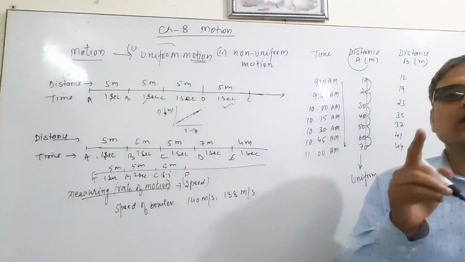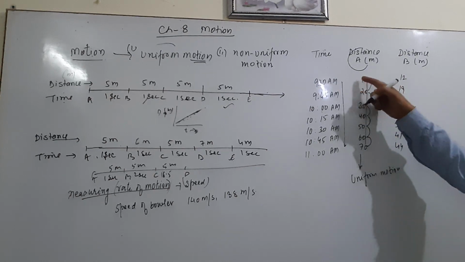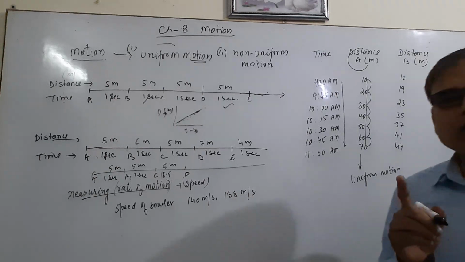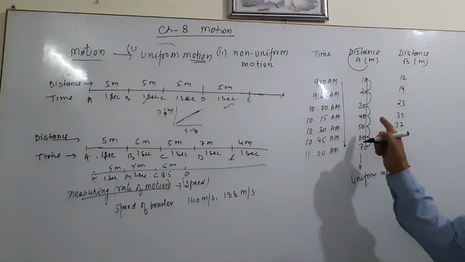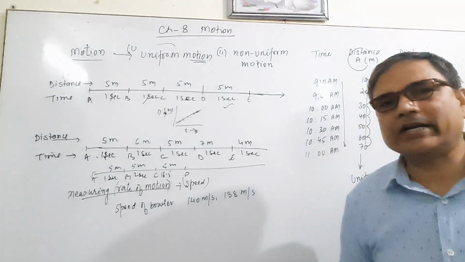The object has uniform motion. Why does it have uniform motion? Because it covered equal distance in equal intervals of time, and the graph between distance and time for A will be a straight slope.